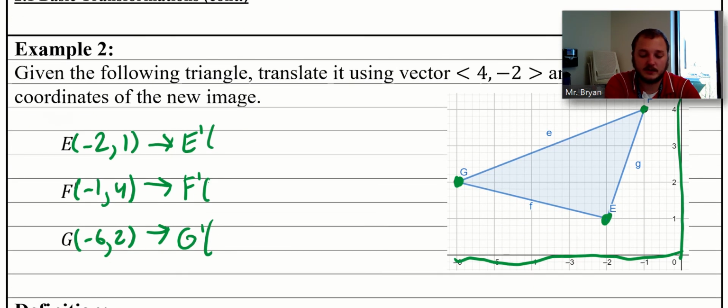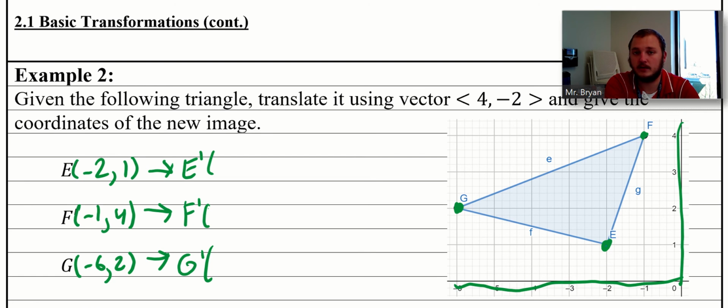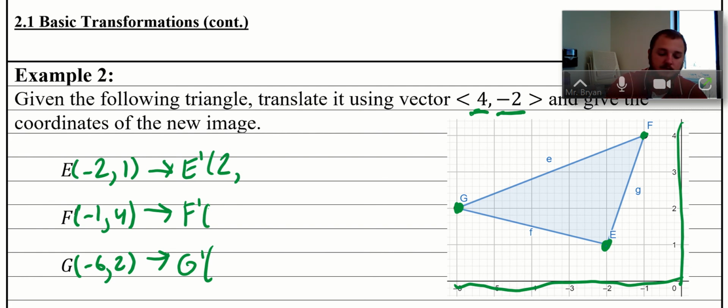So if I have a positive 4, that tells me I need to add 4 to all the x coordinates here. The first number is positive 4. So if E's x-coordinate is -2, when I add 4 to that, it now becomes +2. And then the second number tells me what to do to the y-coordinates. Since it's -2, that tells me to subtract 2. My original y-coordinate on E is 1. When I subtract 2 from that, now it becomes -1.